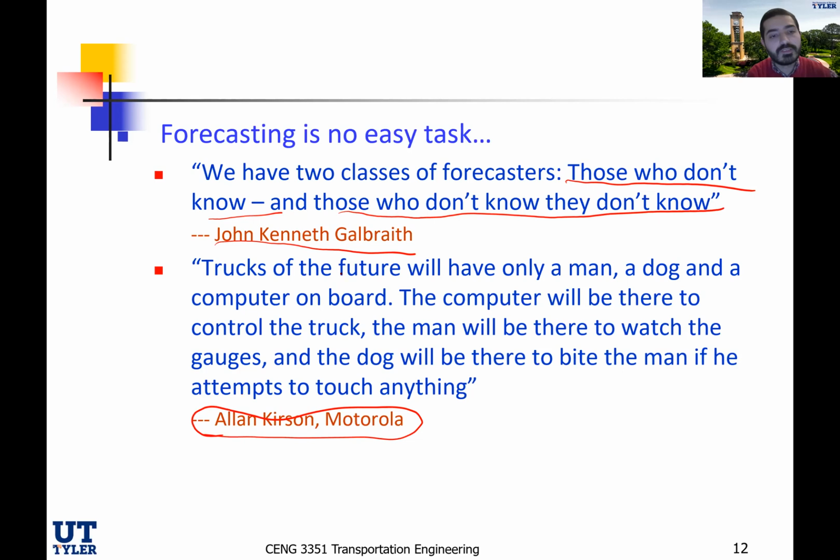But trucks of the future will only have a man, a dog, and a computer on the board. The computer will be there to control the truck. The man will be there to watch the gauges, and the dog will be there to bite the man if he attempts to touch anything. So with time, I think we might really see this in the near future, where if we don't want to mess up with the vehicle anymore, it's gonna be 100% self-driven. But time will tell.